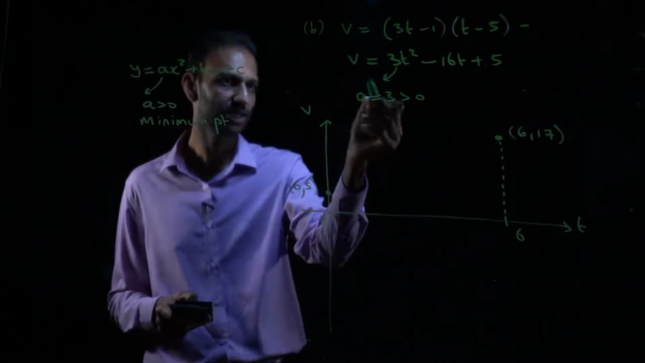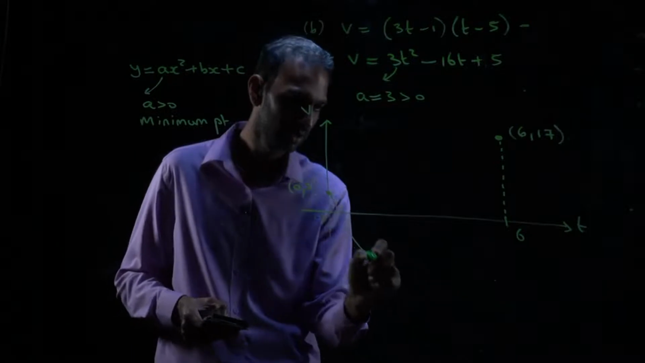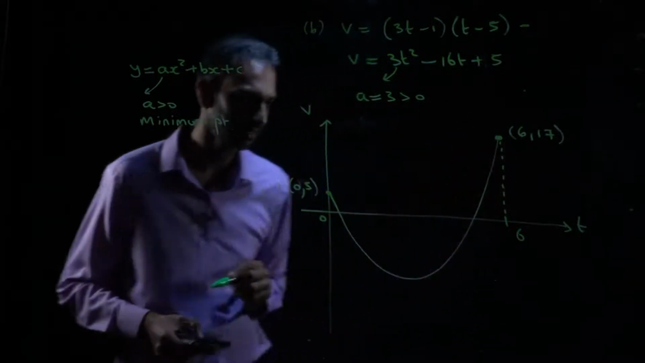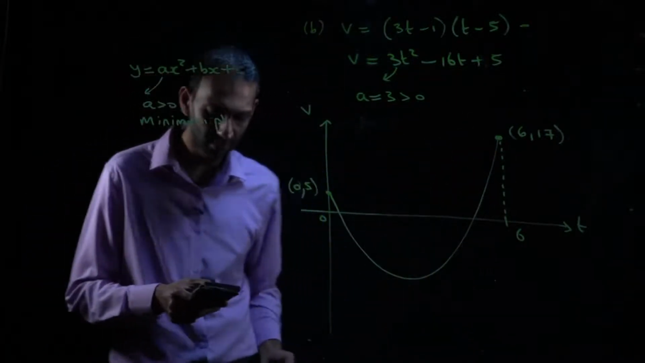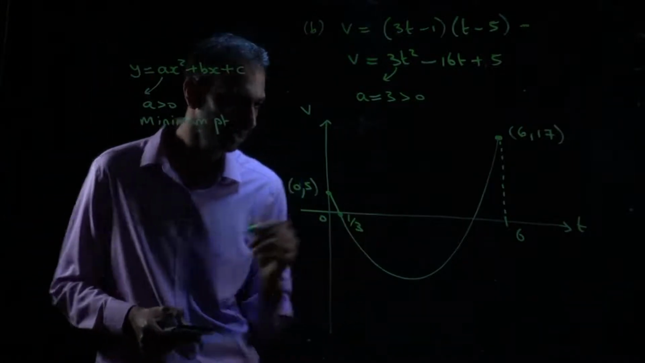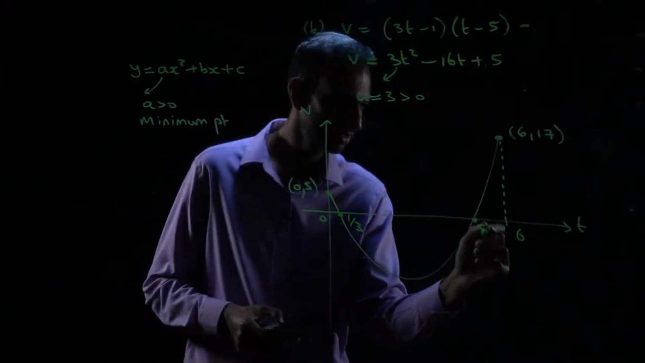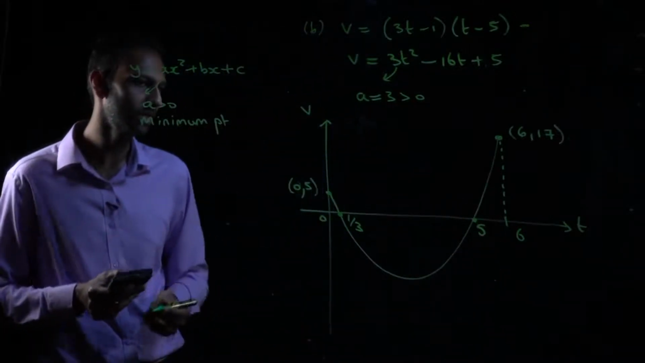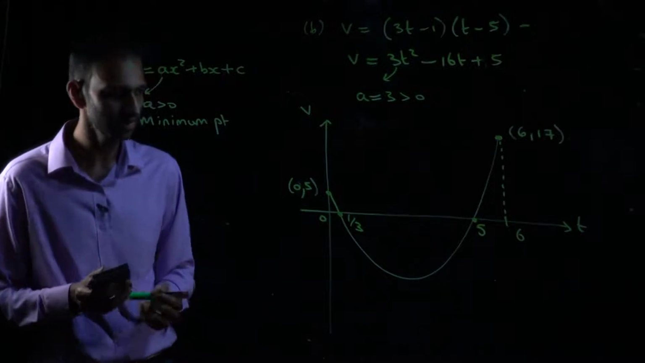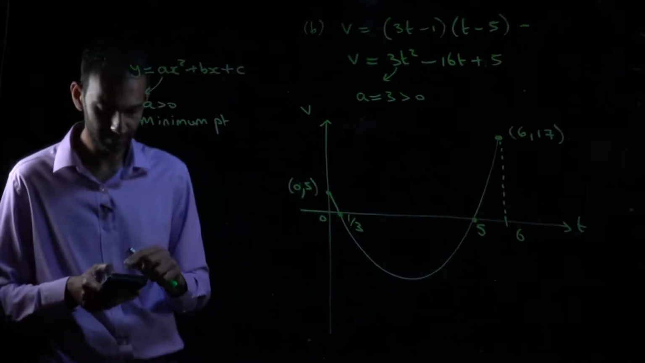Now, of course, as I said, it's a minimum point. So technically speaking, the graph is like that. We don't need to say where is the minimum point. That's enough. But here, remember, it's 1/3. This is the time when v is equal to 0. And this one is 5, as we got in the first question. So 1/3 and 5 are the times when the velocity is 0.